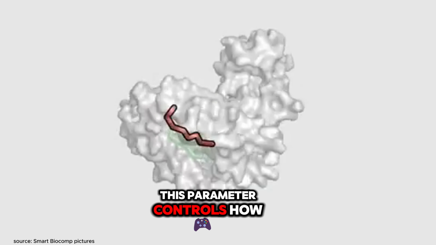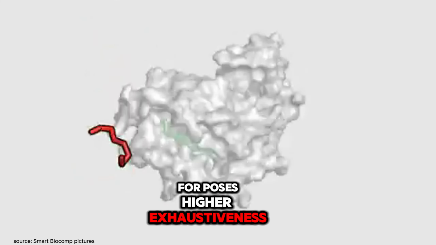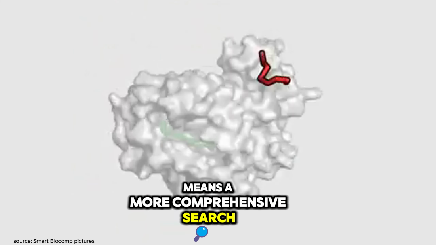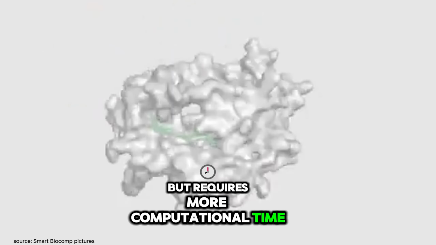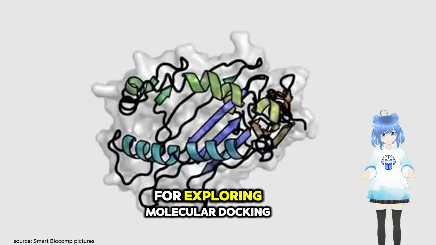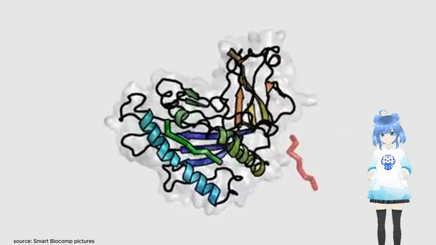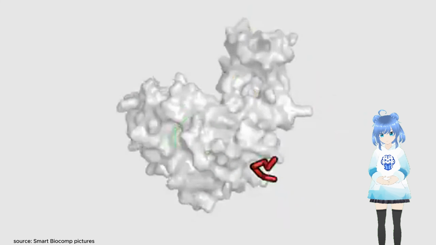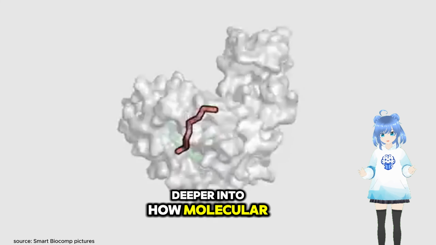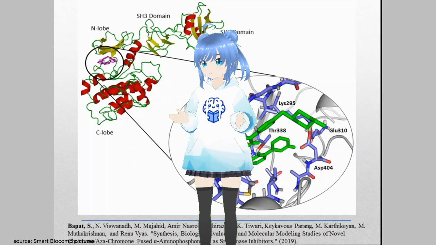Exhaustiveness. This parameter controls how thoroughly the docking software searches for poses. Higher exhaustiveness means a more comprehensive search, but requires more computational time. Understanding these terms will give you a solid foundation for exploring molecular docking and its applications in drug discovery. With this vocabulary in hand, you're ready to dive deeper into how molecular docking works and how to perform it using AutoDock Vina.